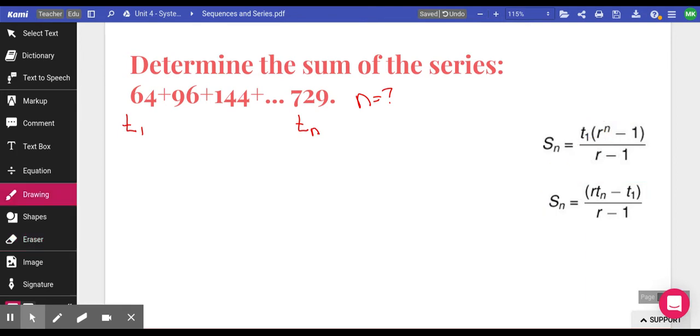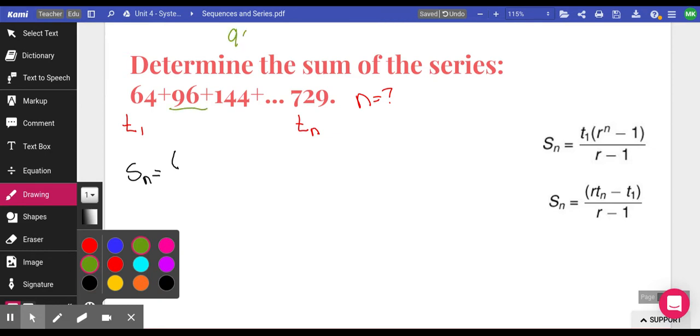That formula said that the sum of a series equals R. R is take a number. Let's take 96 divided by the number in front of it, which is 64. In our case, R is 1.5. So we have 1.5 times t of n. T of n is our last term, which is 729. Minus our first term. Our first term was 64. Divide all that by r, which is 1.5 minus 1.